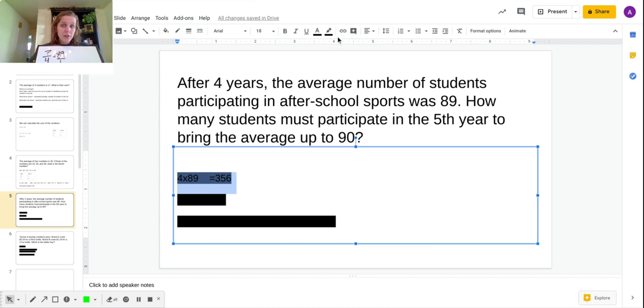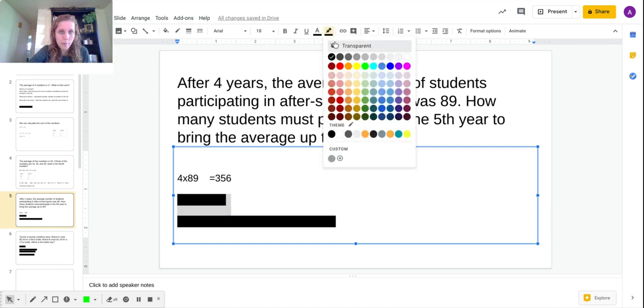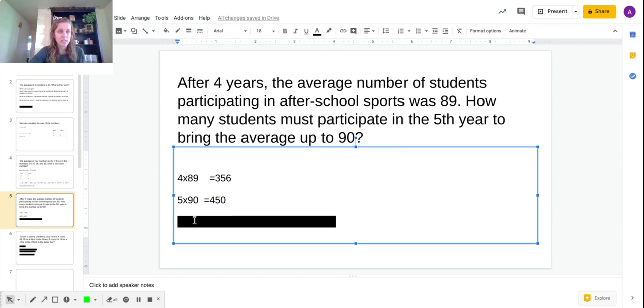So basically, we're just going to calculate the sum of what both of these would be. So if you added all of these together, what divided by 4 is equal to 89? So basically, we need to take 4 times 89, which is equal to 356. Okay, so now how about for 5 years? We know for 5 years, we have an average of 90 students. So what's our sum? So our sum is 450.